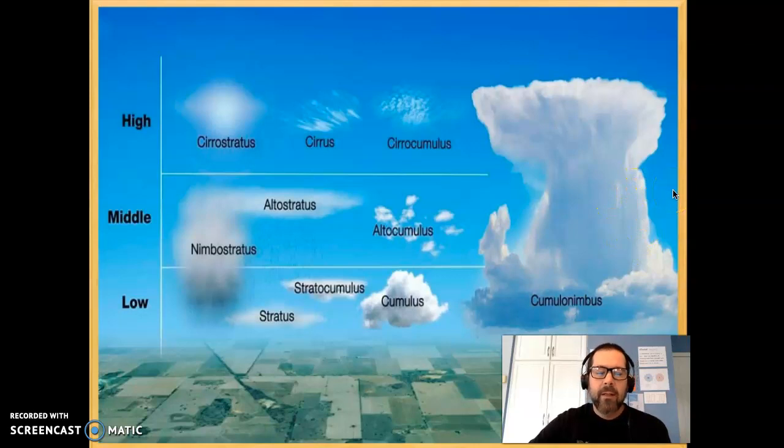So keep this in mind as you're gazing up into the sky. See if you can identify some of these cloud shapes, and maybe it'll help you to even predict some of the weather that's going to be hitting shortly.